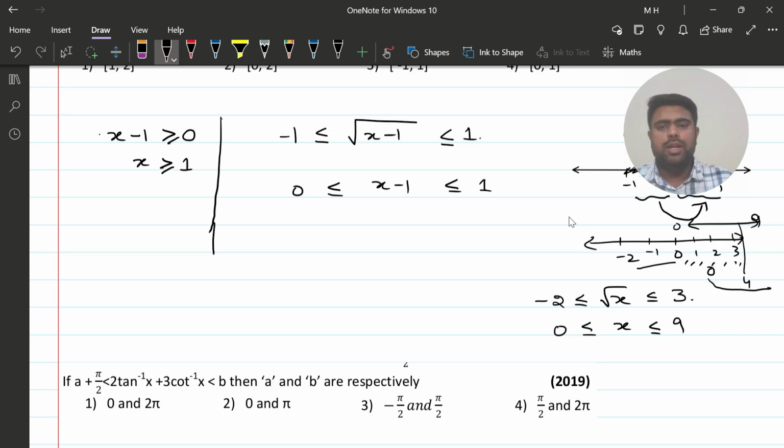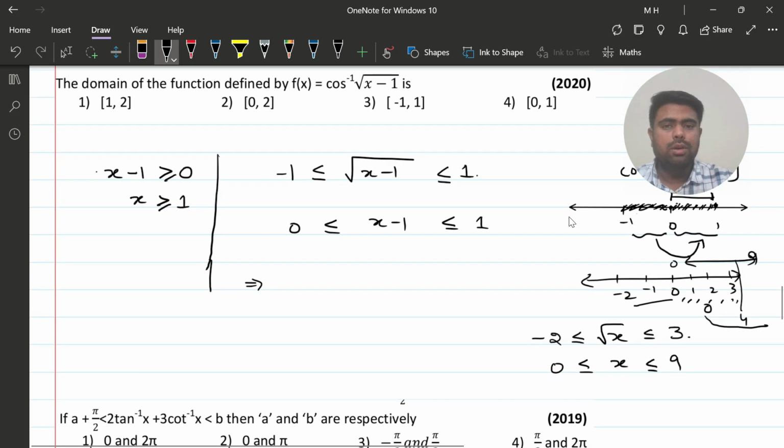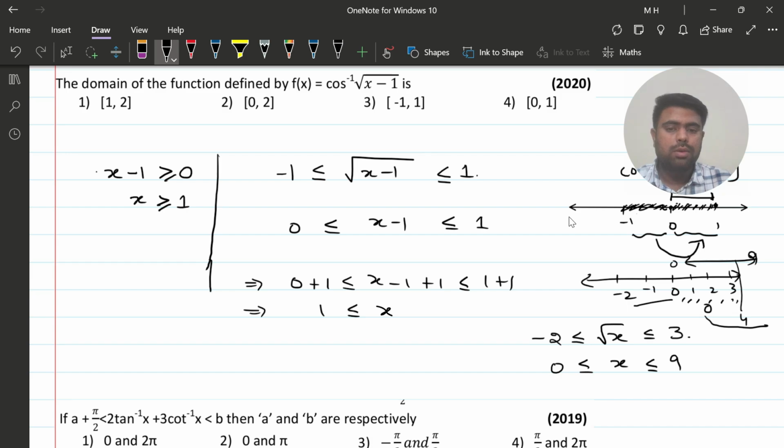Anyways, we are going to do that in the linear inequalities. Don't worry about it. So I need the domain, that means the value of x. If I add 1 on all the sides, I'll get 0 plus 1 less than or equal to x minus 1 plus 1 less than or equal to 1 plus 1. So 1 less than or equal to x, and the 1s cancel out, I'll get 2. So x belongs to the closed interval 1 to 2.